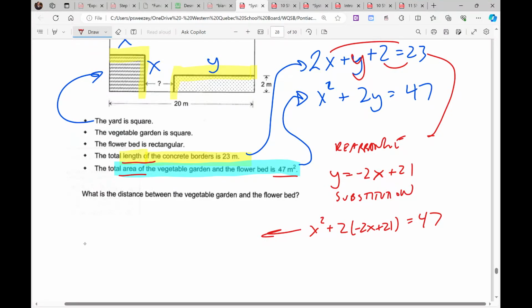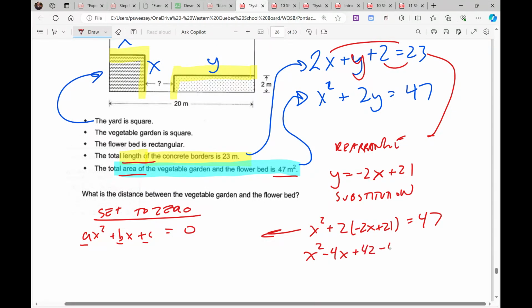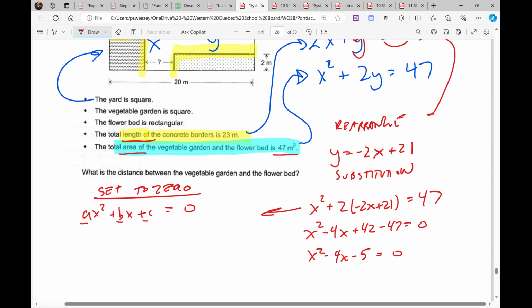What is our objective? Our objective is to get ax squared plus bx plus c is equal to 0. We always want to set to 0 and then have a clear a, b, and c for either factoring or quadratic, which means we would end up with x squared minus 4x plus 42 minus 47 is equal to 0. X squared minus 4x minus 5 is equal to 0.